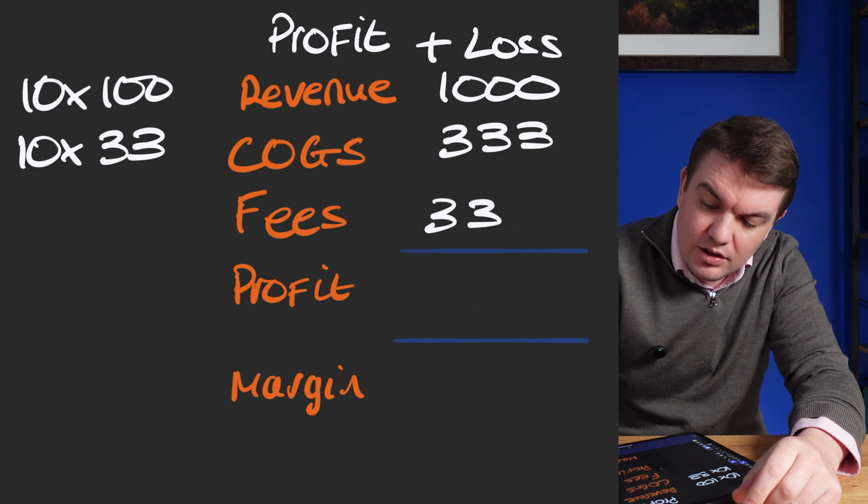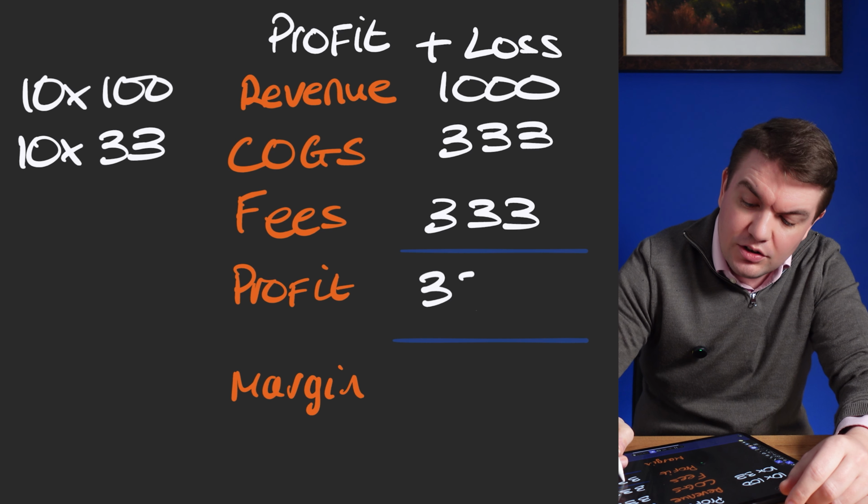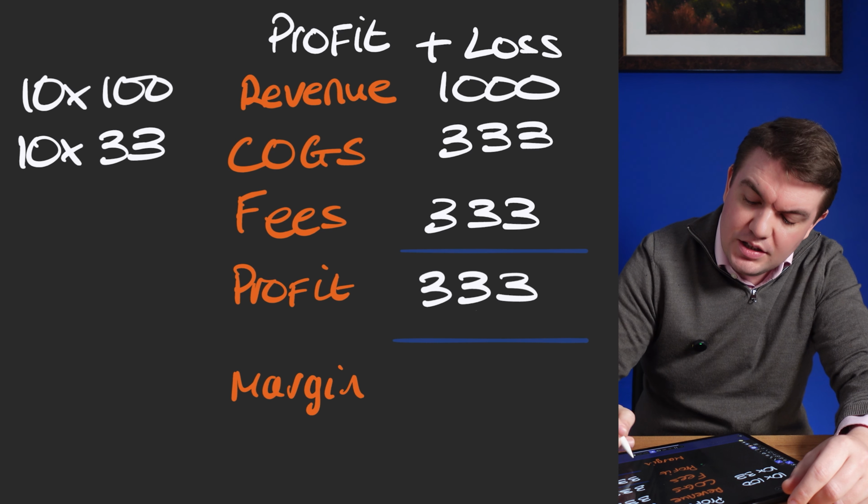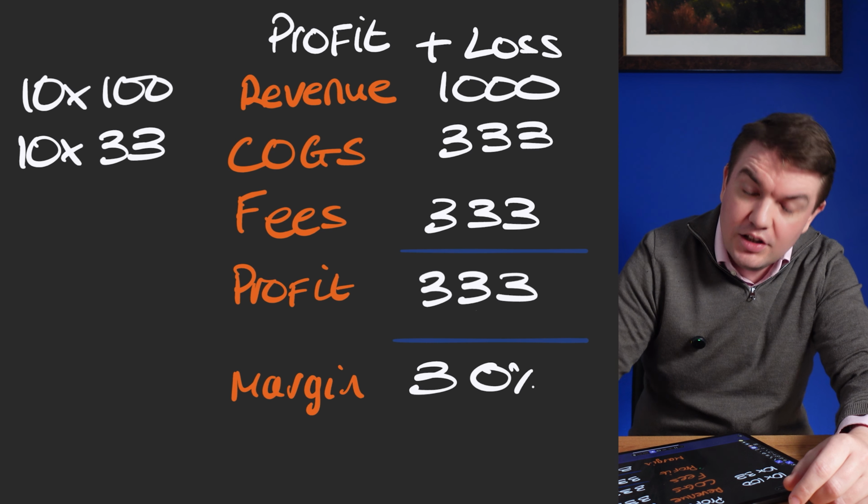And then we've obviously got fees here, maybe advertising or seller fees. And again, they're normally around 30%. So let's put in £333 again. So our profit comes out at £333, which means our margin is 30%.